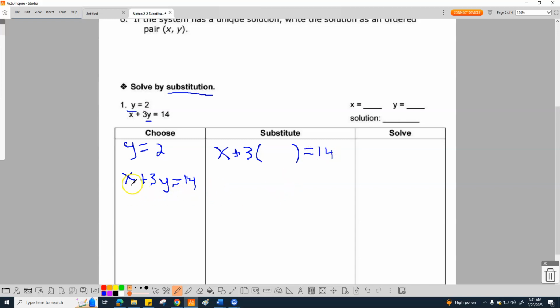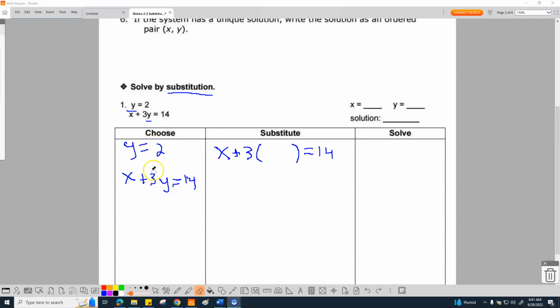You can see the x from over here. You can see the 3 right here. The y is now parentheses, and then the 14. I'm going to underline in red, essentially. Whoops. Hold on, I'm going to pause and erase that.